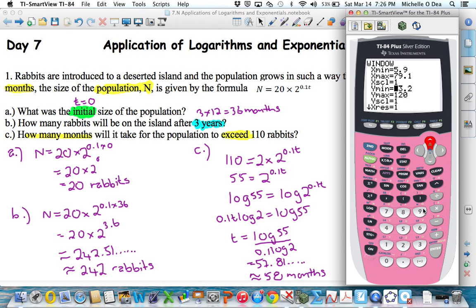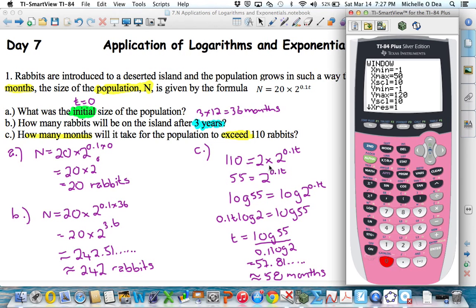Probably want my y min. I'll just make it -1. Might change my y scale to, say, for example, 10, so it doesn't have so many little lines. Also, if I look, my x min, now I'm talking about rabbits and I'm talking about months, so I can't have negative months and I can't have negative number of rabbits. So I'm just going to make my x min -1. My x max, what will I do? I might make that, let's try 50, and we'll make the scale also 10.